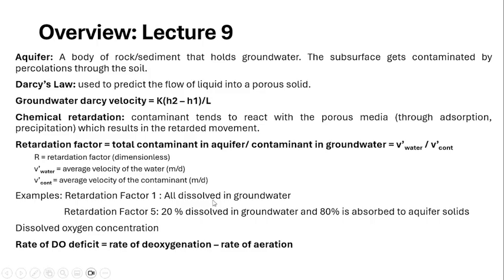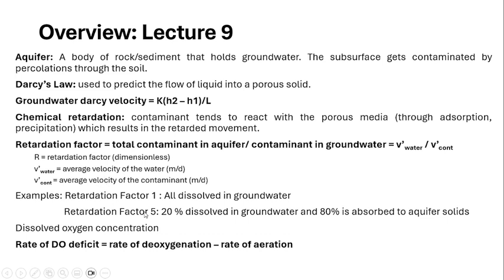And then the retardation factor. This is very simple. The retardation factor is the ratio of the total contaminant in the aquifer to the contaminant in the groundwater. It can also be given by V of water and V of contaminant, which is the average velocity of water and the contaminant. So the retardation factor is dimensionless since it is a ratio of both velocities.